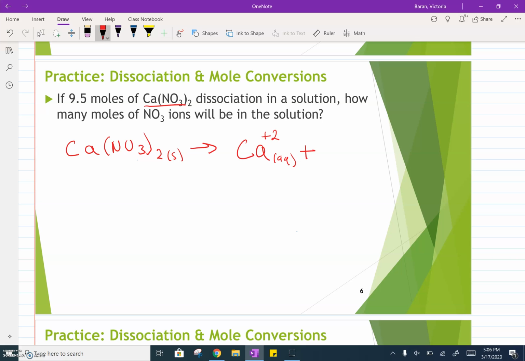Plus, the other ion is NO3, which is a polyatomic ion that you can find on the back of your periodic table. Again, if you do not have your periodic table, you can always look this up. This will have a charge of -1. And again, this is also aqueous because it is dissolved in a solution, and most likely that would be water. And we have 2 of them. So I have to put a 2 in the front here to make sure that it is balanced.